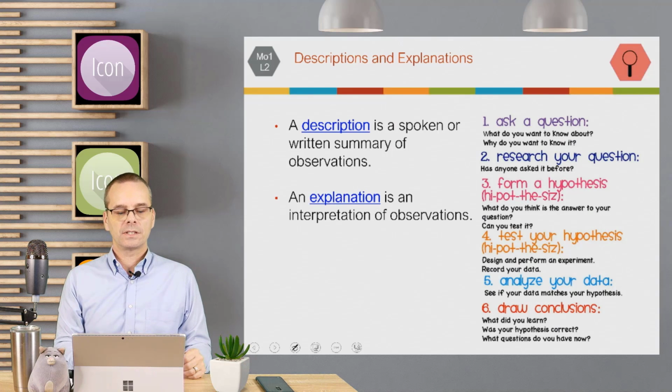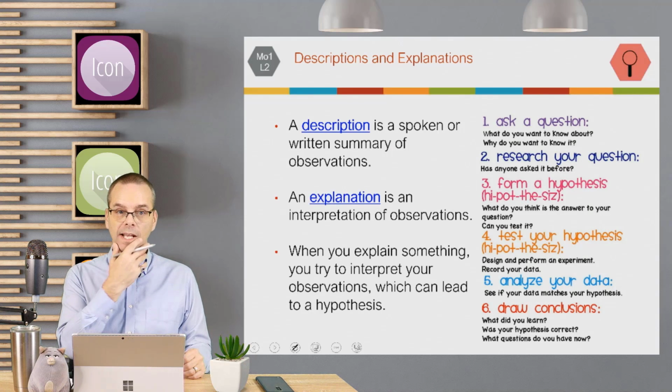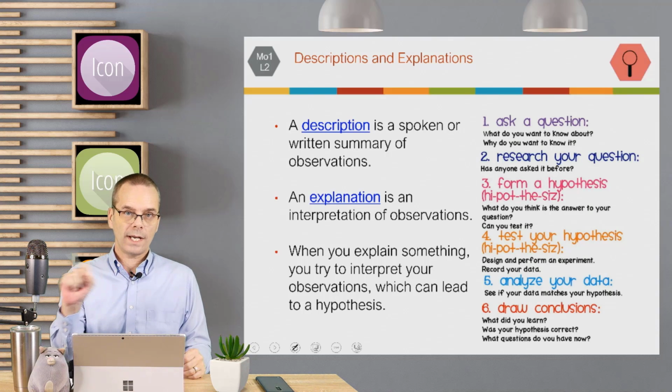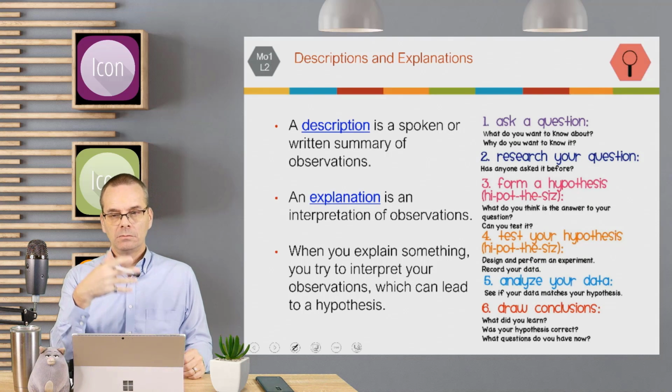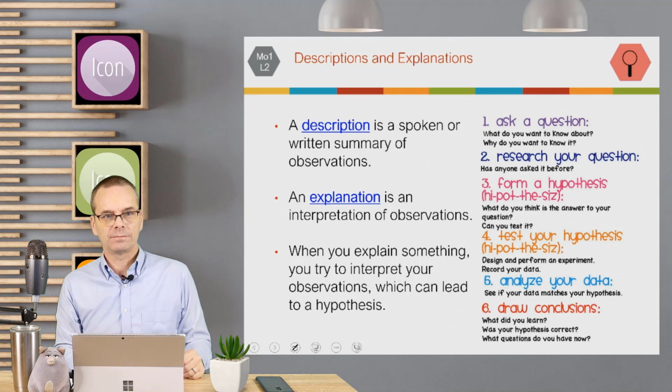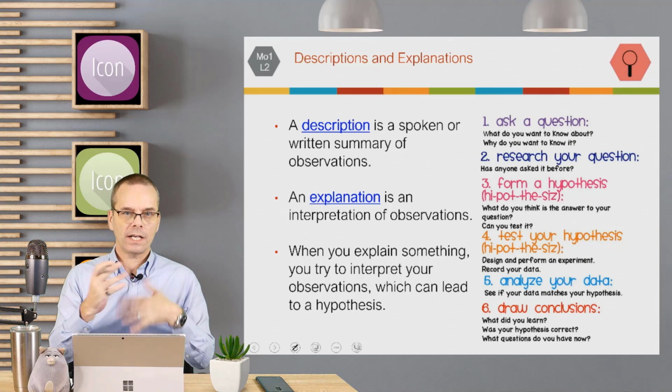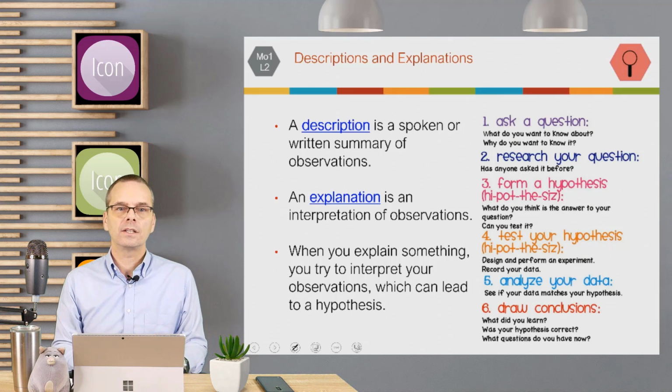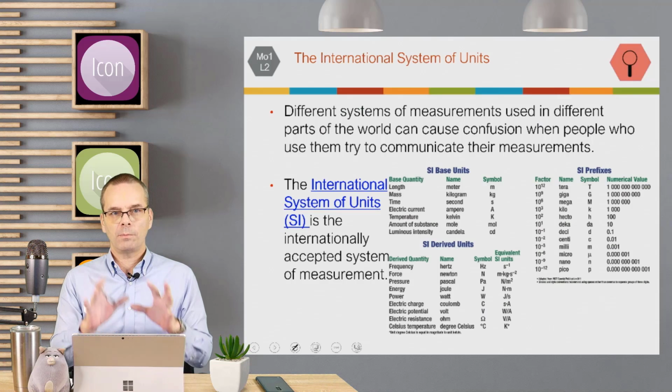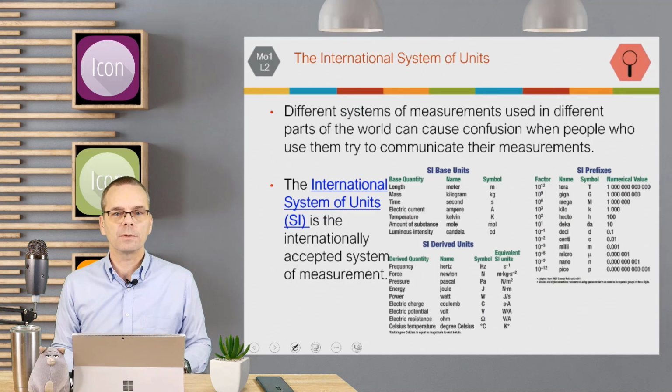So we talked about a description, and that is, again, where you write down or you say what you observed in an experiment. And the explanation is when you interpret what it is that you saw. You give what you think it means. Now, the big thing is this International System of Units.